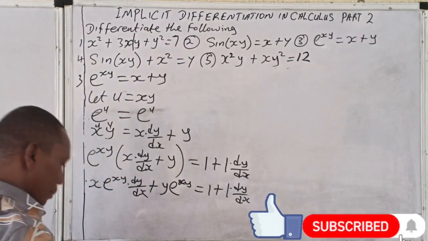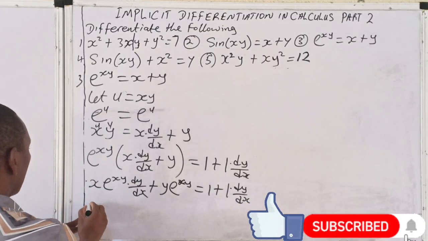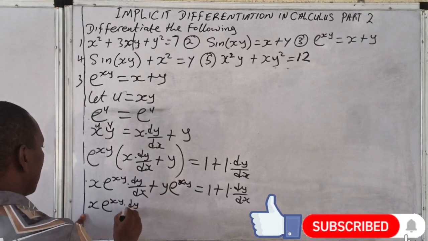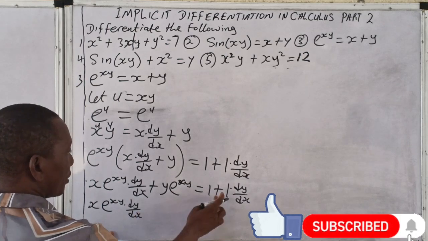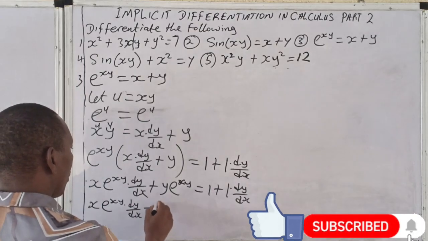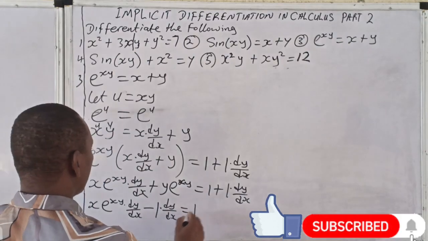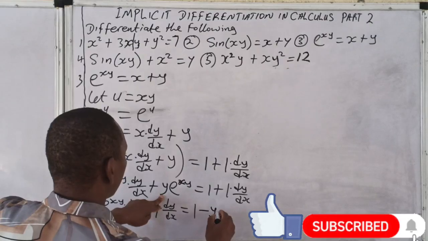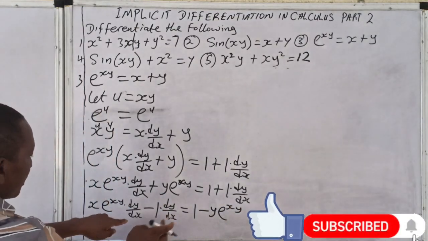Now let's collect like terms. So this one has the dy/dx, this has the dy/dx. So we now have x e^(xy) dy/dx. This one will come to this side. It is plus, so if it crosses the equal sign, it becomes minus. Minus 1 dy/dx is equal to 1. Now if this crosses to this side, it becomes minus y e^(xy).